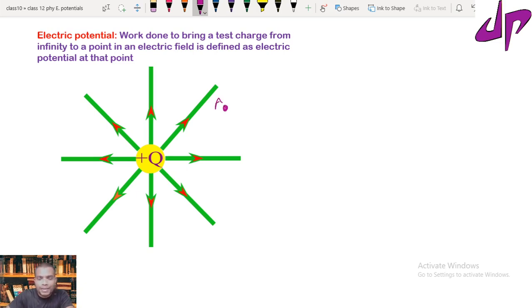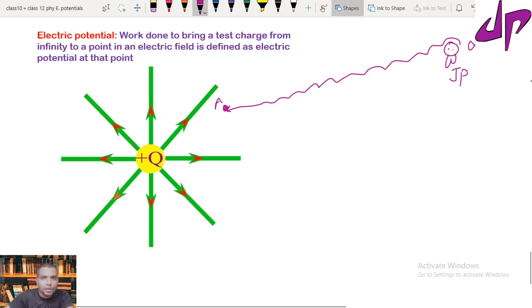So I want to bring a test charge, so let it be myself, from infinity. I am carrying the charge from infinity all the way to a location within the electric field. Now this location A is at a distance of, let me take, R1. So this is at a location of R1.